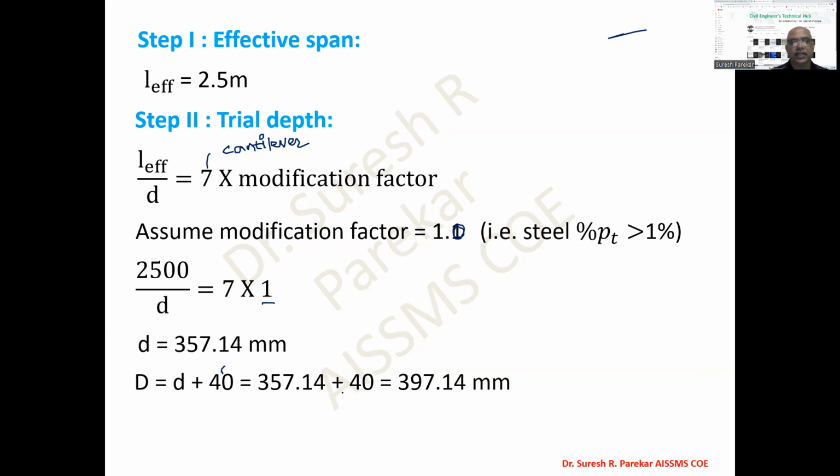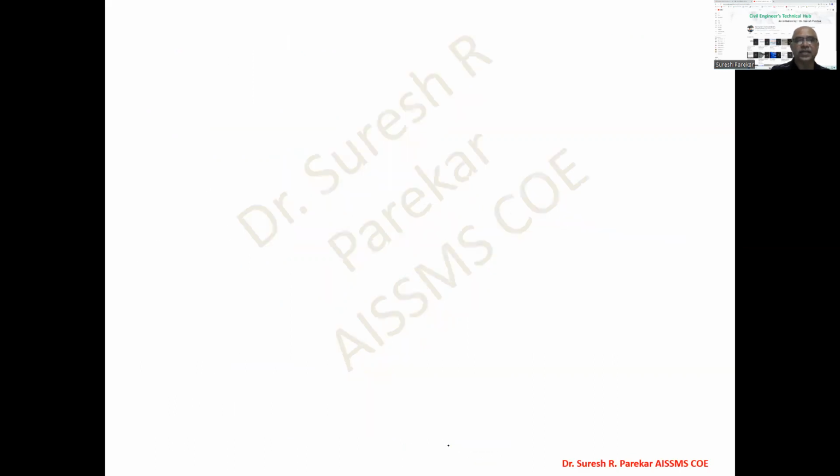we have the overall depth equal to 397.14 millimeters. So we will round it up, and we have this as 400 millimeters. So my D becomes 360, that is 400 minus the effective cover of 40 millimeters.